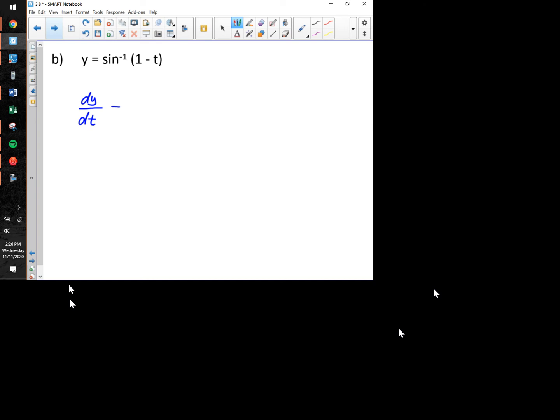All right, the derivative of inverse sine of any ratio is 1 over, although I'm not going to write the 1 there yet, so it's 1 over the square root of 1 minus u squared. And u is that ratio right there. So that's a 1 minus t squared. But wait, there's more. Times the derivative of u taken with respect to x, or in this case, the derivative of u with respect to t. And the derivative of 1 minus t is just going to be a negative 1. So that takes care of the chain rule there as well.